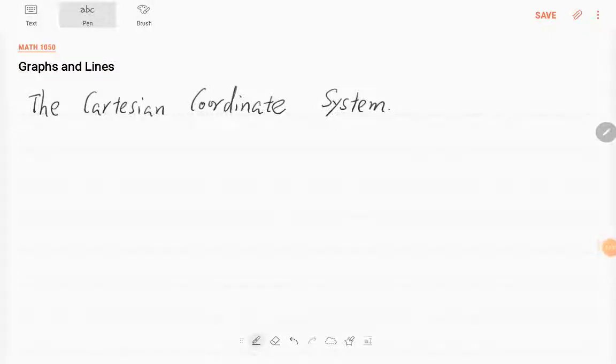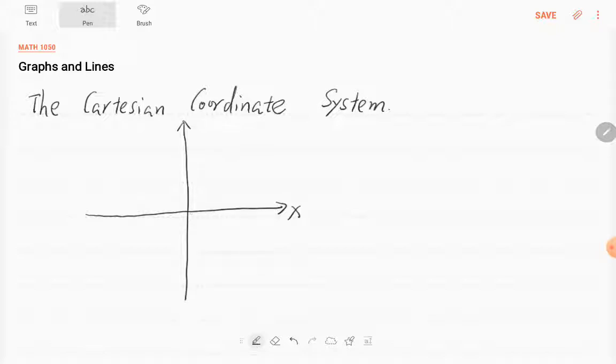In this section, we will talk about the graphs and the lines in the plane. So the first thing we want to introduce is the Cartesian coordinate system. The Cartesian coordinate system is used to locate a point in the plane. What is the position of this point? The Cartesian coordinate system consists of two things: the horizontal line, which is called the x-axis, and the vertical line, which is called the y-axis.